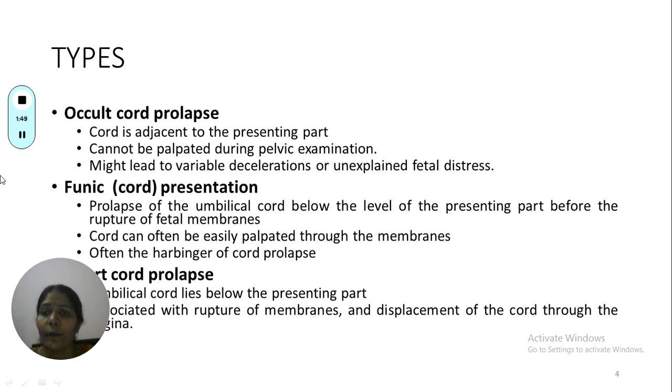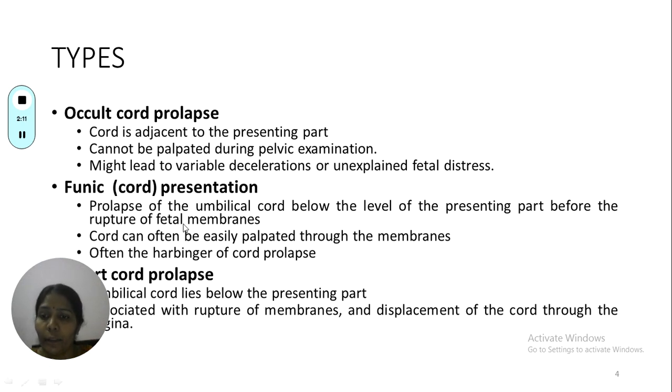Then we have the cord presentation, where the umbilical cord is below the level of the presenting part, but the membranes are intact. When we palpate, we can feel the cord through the membranes, and this is a precursor, a harbinger of cord prolapse.